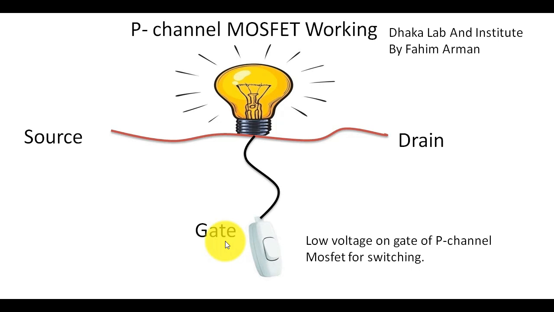And as you know, for P channel, the drain voltage passes easily from drain to source. But when you need to pass the voltage from source to drain, you need switching. Then the source voltage will pass.